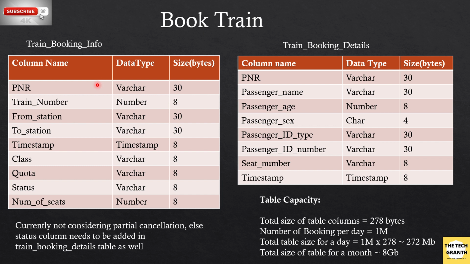Similar to the search criteria, these tables can also be partitioned based on the time, the date field. Both tables can be partitioned based on the date field, and you can create an index, which in this scenario can be created based on the PNR number, because the PNR number will be unique for each ticket. Of course, I will tell you how to generate the PNR number later down the video. So this is how you will handle the database for the booking train part.